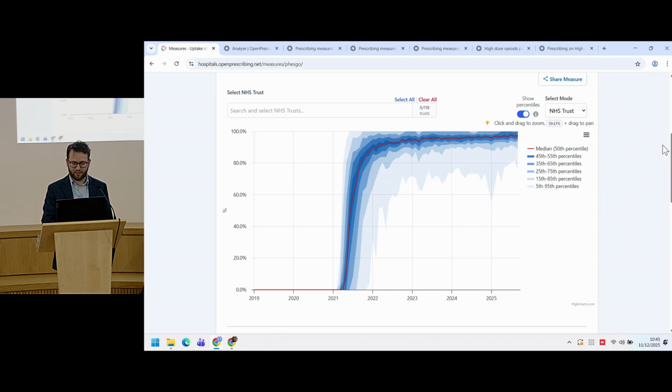If we scroll up here, we can see broadly how uptake has happened across the NHS and across secondary care trusts. So again, we show the median line here, and then we show the percentile, so the spread in the shaded blue areas.